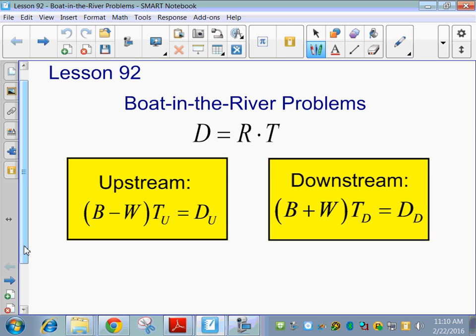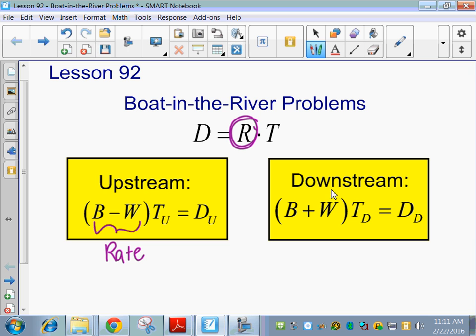Right, if you're going upstream, is the water helping your boat or working against your boat? Yeah, if you're going upstream, the water is working against the boat. So when we do rate, distance equals rate times time. So this represents the rate with the water working against us because we're going upstream. So the water is not helping our boat, okay?